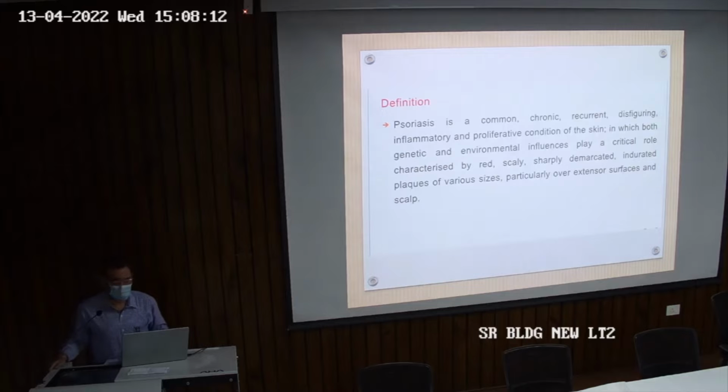Then scales are there, sharply demarcated, very well defined. Indurated plaque of various size, particularly over the extensor surface. This is important: extensor surface and the scalp. Usually psoriasis starts with the scalp.